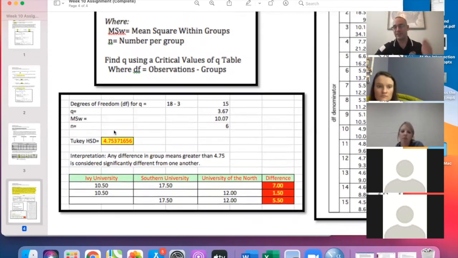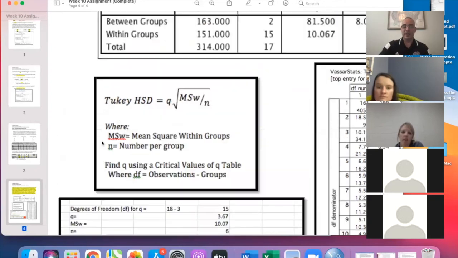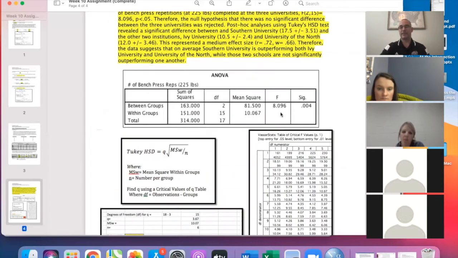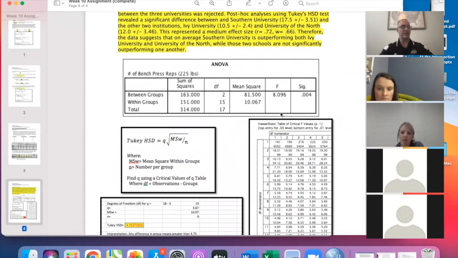If that F statistic would have been really small and the p-value were large, we would have seen all three of these difference values be less than the Tukey HSD result. So there'd be no reason to run a post hoc analysis just to doubly confirm that there are no differences. So yes, if you find significance, then you need to follow up and determine which of your groups is different from one another.